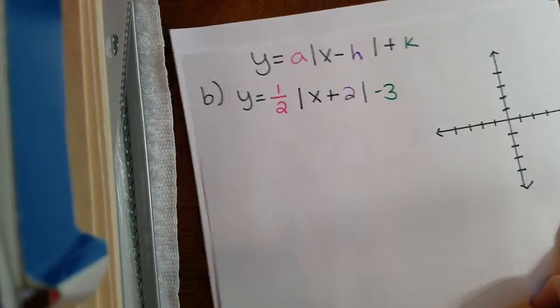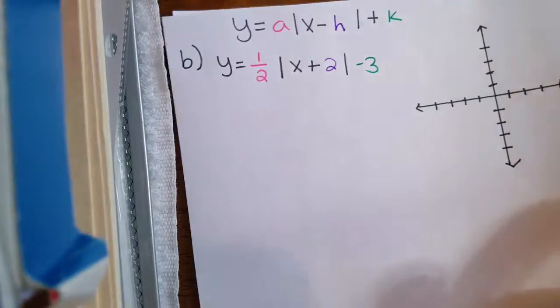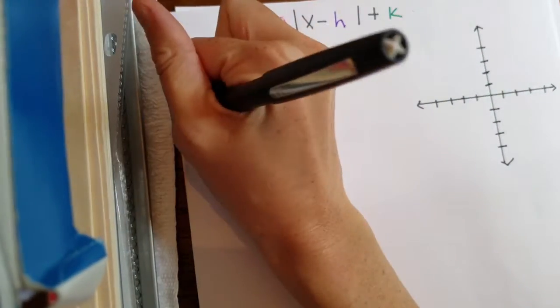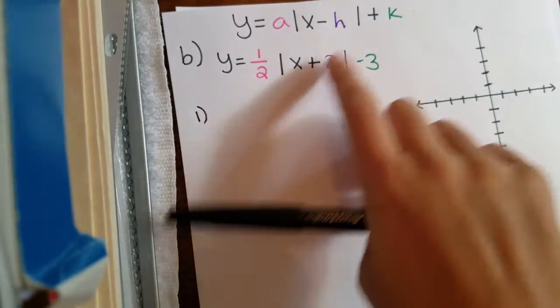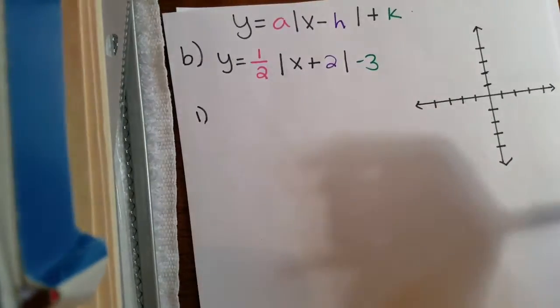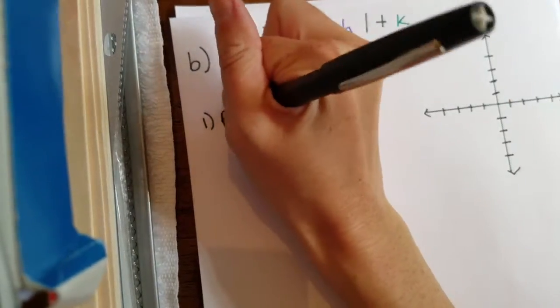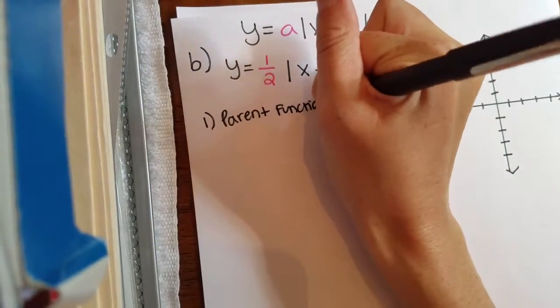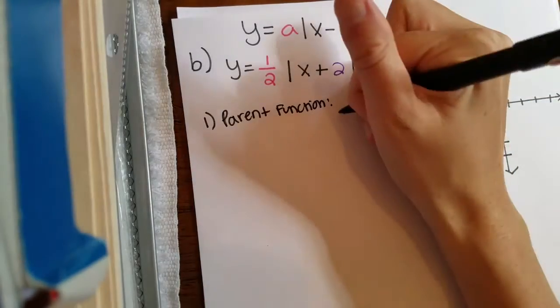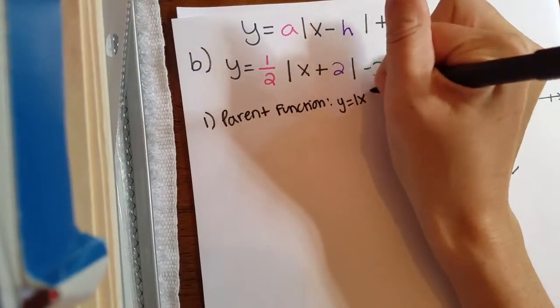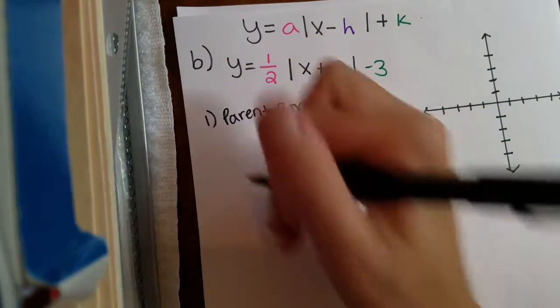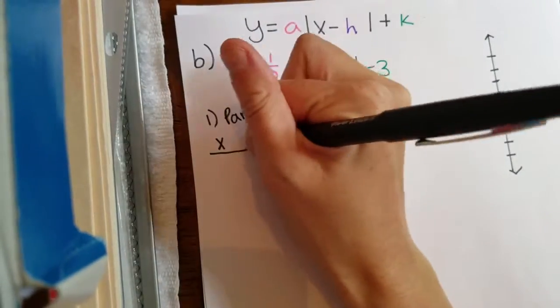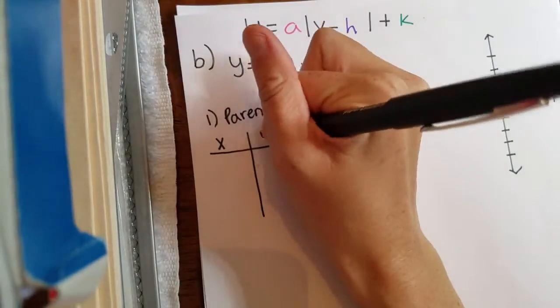So step 1 is our parent function, which is always the same. Remember, it's like if you remove all the numbers, whatever is left over. So the first step is the parent function, which is y equals the absolute value of x. And remember, we always use the same values for our parent function.